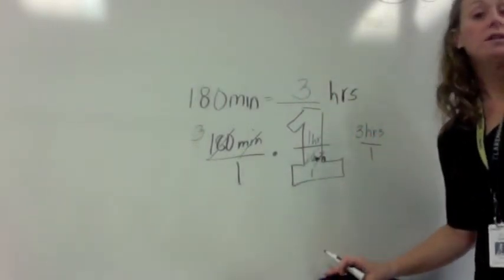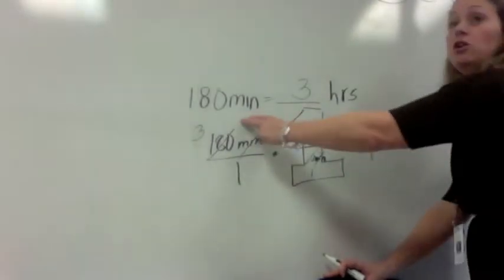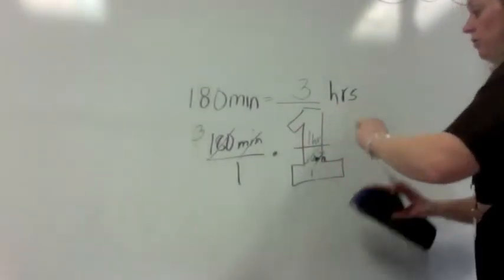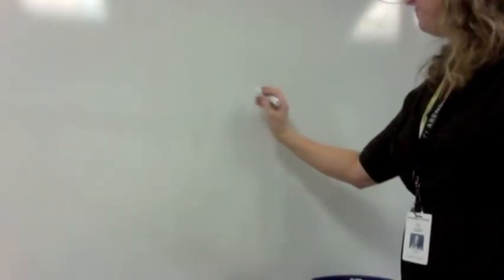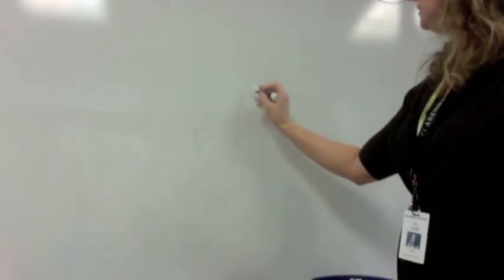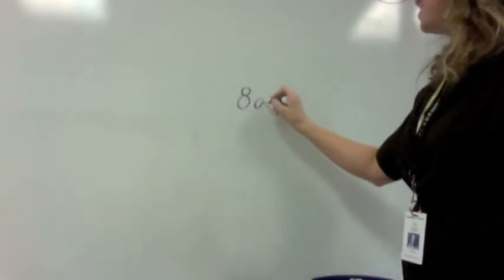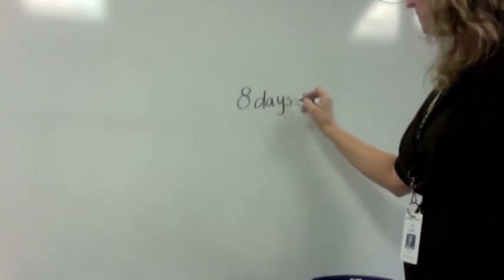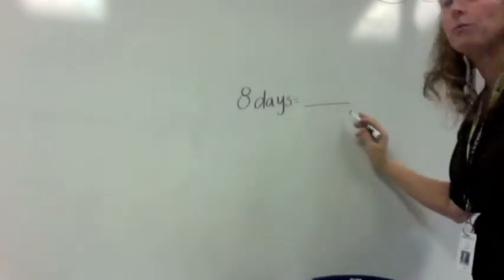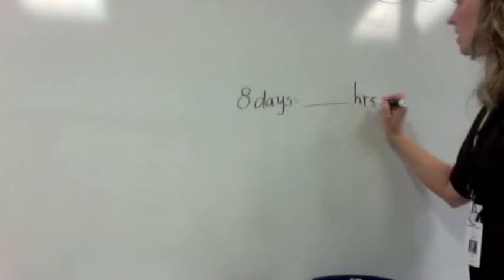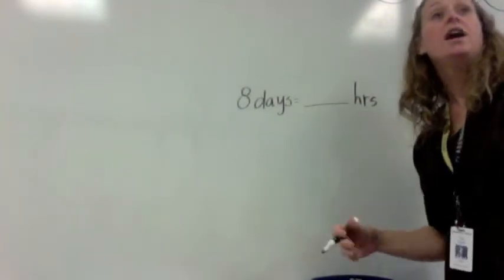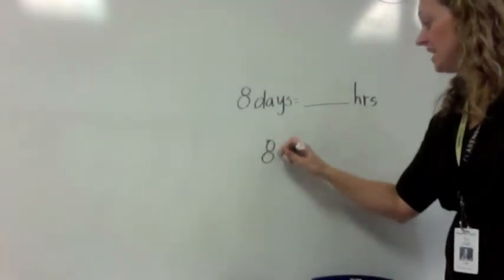We're going to try one more example, but this time we're going to go from a bigger unit to a smaller unit. So let's say I have 8 days. Okay? And I want to know how many hours that is. So the first thing I do is I write 8 days over 1.